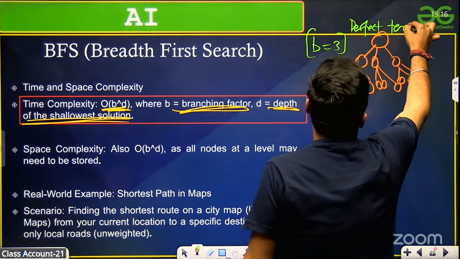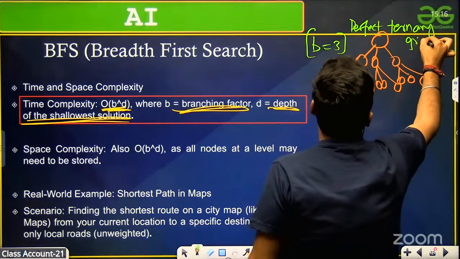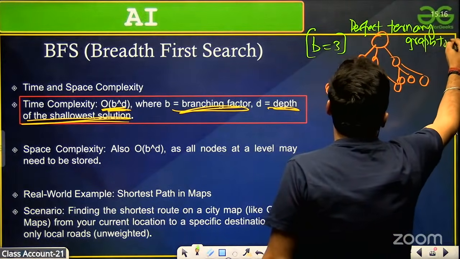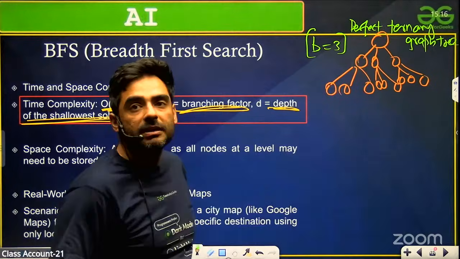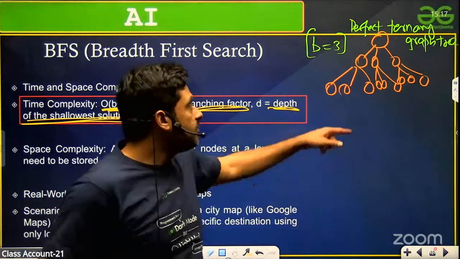Perfect ternary graph tree. Okay, a perfect ternary graph tree. What is a perfect binary graph tree?